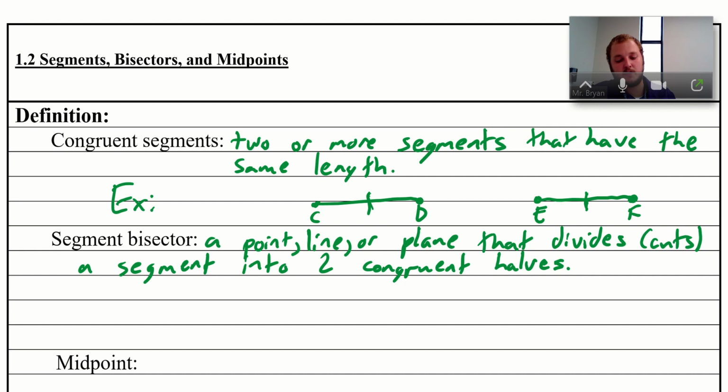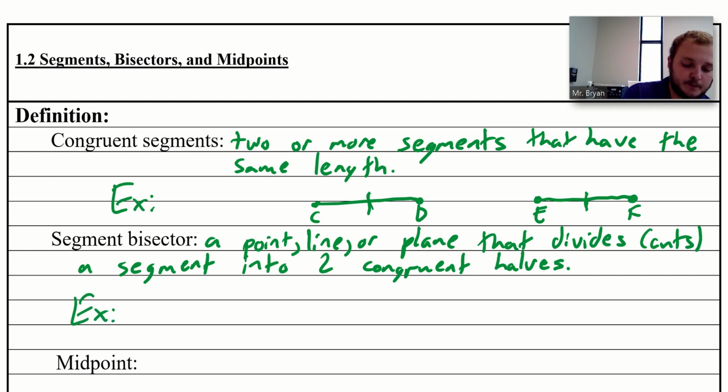A segment bisector is a point, line, or plane that divides, I really like to use the word cuts instead. It cuts a segment into two congruent halves. So when you hear that word bisect, it just means cut in half. So I'm just taking one line segment, cutting it right down the middle, cutting it in half. That's what that looks like.